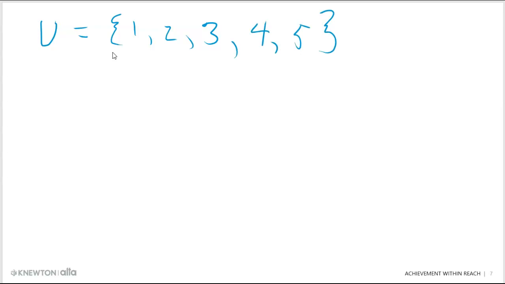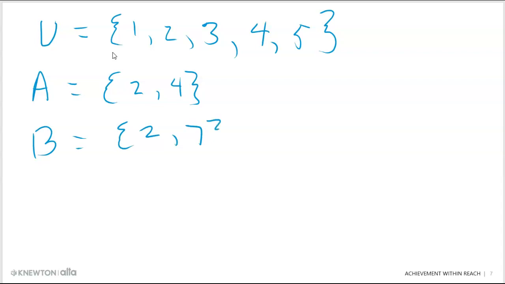Let me say I have some set U that is {1, 2, 3, 4, 5}. Now notice I'm listing this in proper roster form with the curly braces and the commas between the elements. So that's the set U. And I have some other set A that just has 2 and 4 in it. And you know these are sets because I wrote them with curly braces. Some other set B has 2 and 7 in it.